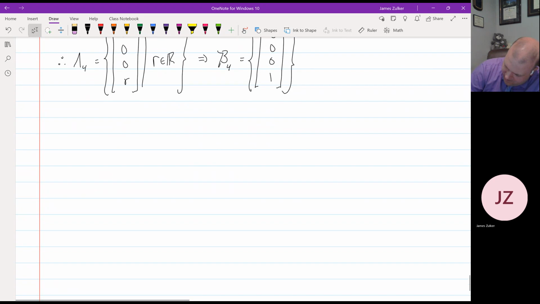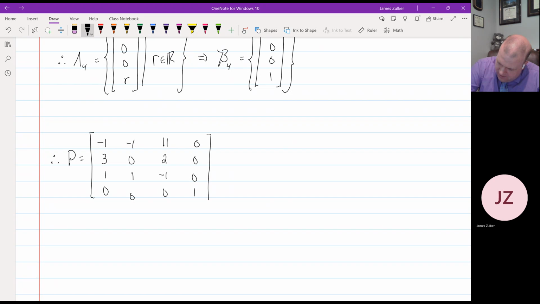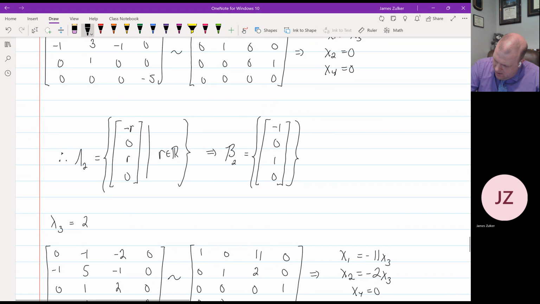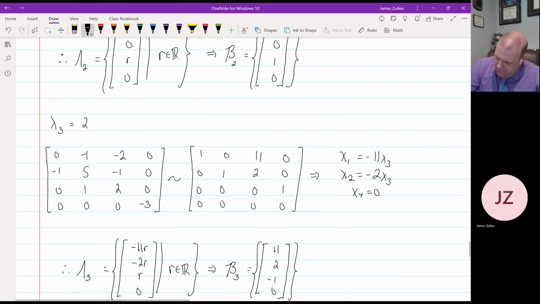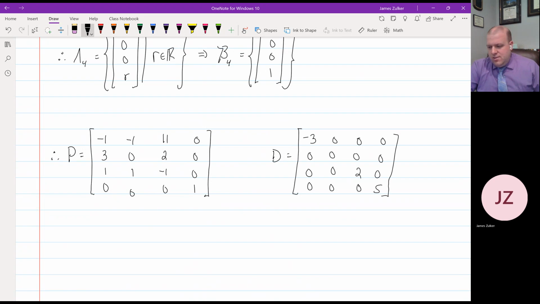All right, therefore, our P matrix: first column is the first basis, second column is the second basis, third column is the third basis, and the fourth column is the fourth basis. And our D matrix is right there.